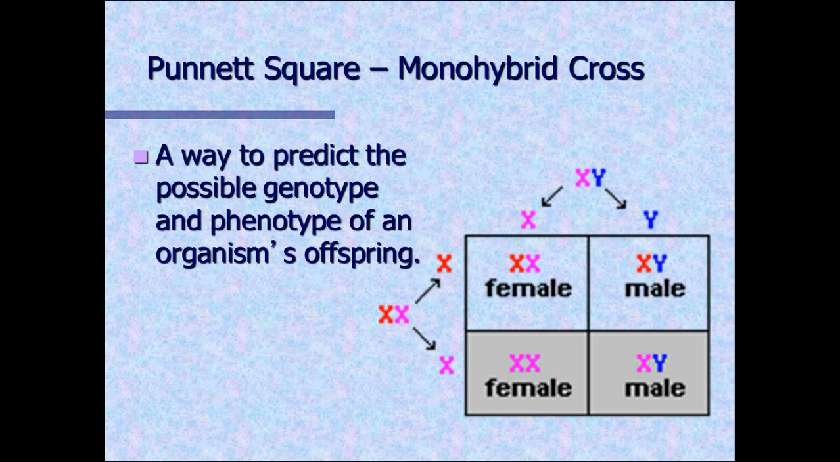To fill the box in, we're going to start with Mom's information. We're going to use that red X, and we're going to put it in the top 2 boxes. We're going to take Dad's X and put it in the same boxes. So if you look at the top left box, you'll have XX, that's the genotype, and phenotype is female. The top right box, the genotype is XY, and the phenotype is male.